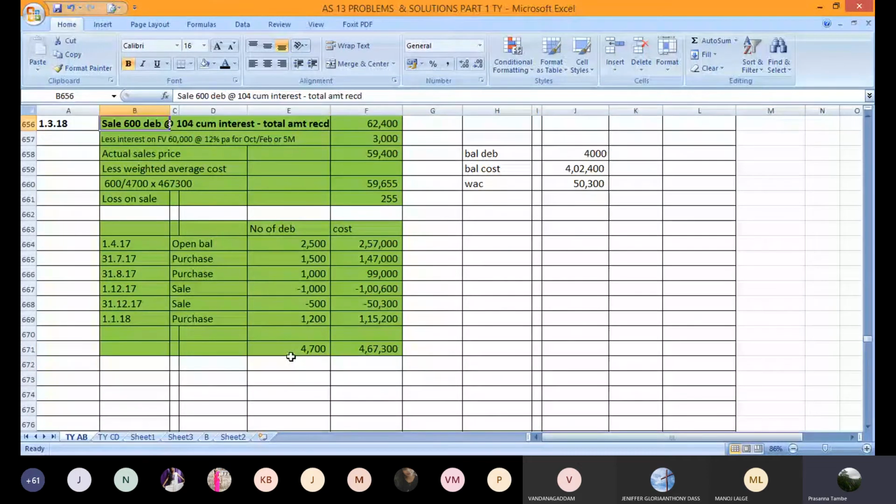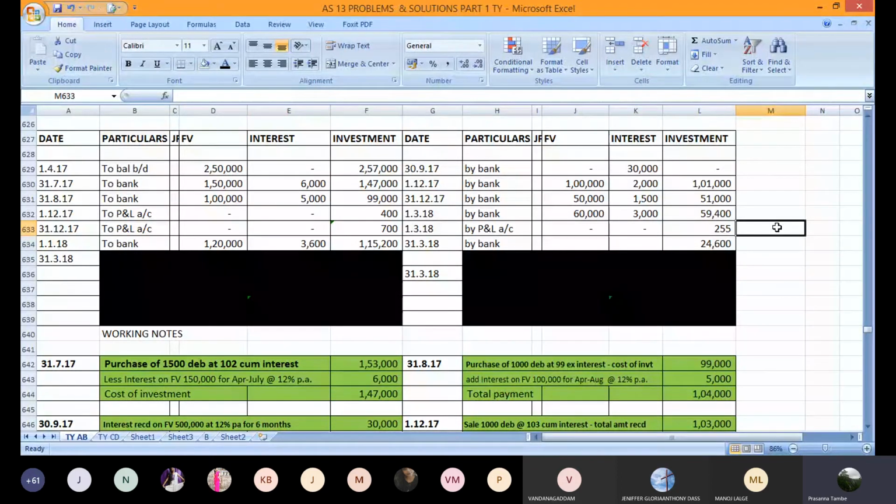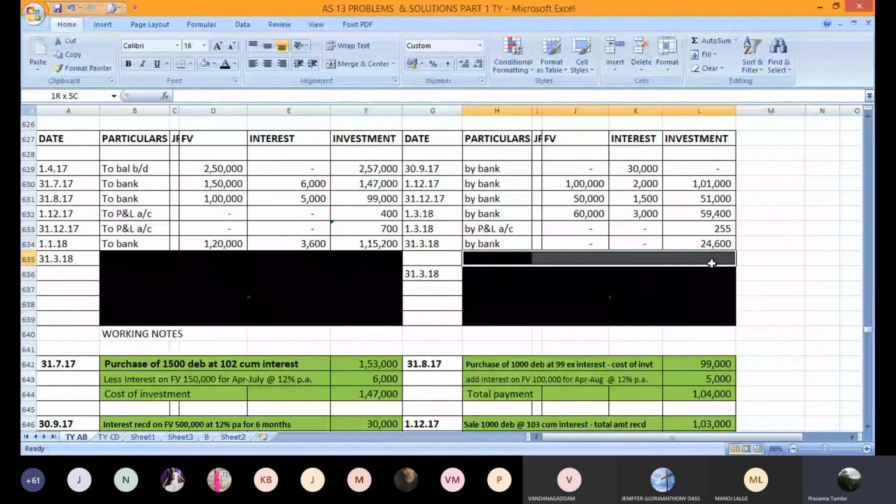So on 4,10,000, interest at 12% per annum for a period of 6 months. Calculate the interest. Is it 24,600? Yes, 24,600. So by bank, 24,600. This is the interest for a period of 6 months.